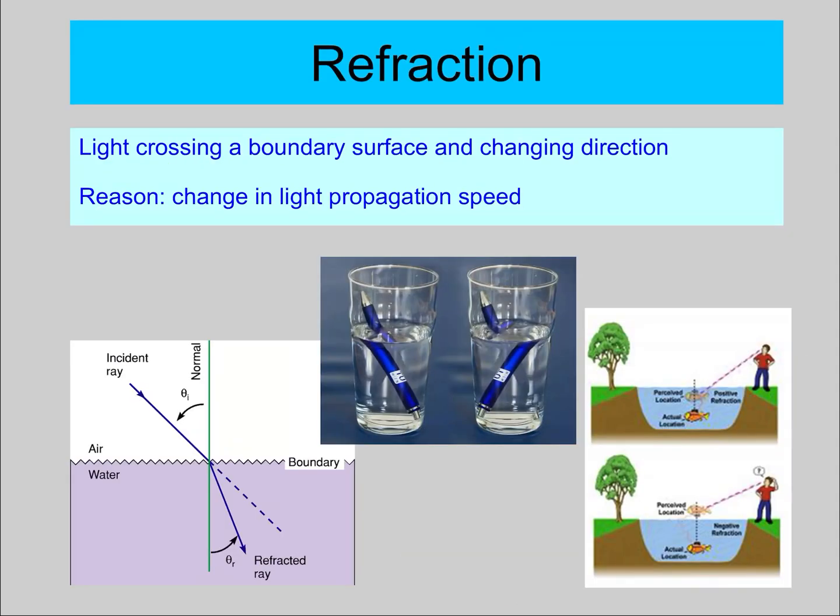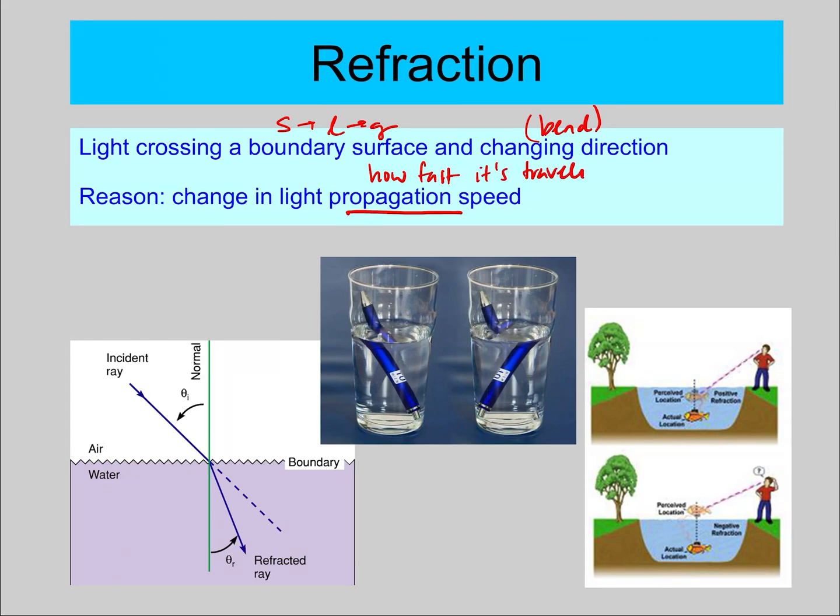All right, so what's refraction? Refraction is one that's hard to explain when we think about that box we were talking about. But refraction is where light crosses a boundary surface. So think changing from solid to liquid to gas, and therefore it changes direction. So it's really going to bend, just like we talked about with sound. So the reason is because there's a change in the light's propagation speed, which just really means how fast it's traveling.